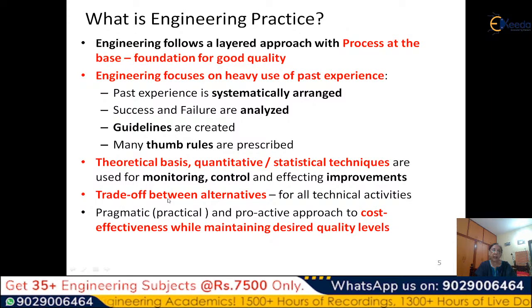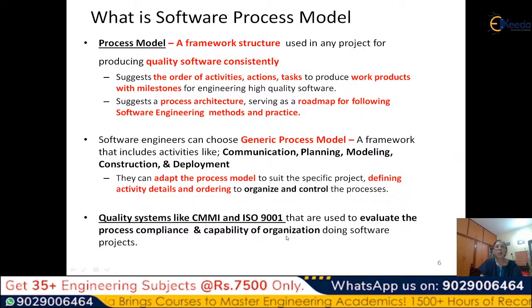And there will be trade-offs between alternatives. This is another characteristic of engineering practice. Always we create alternatives and we try to see the trade-off. What is better? In most technical activities, we try to see what are the alternative ways we can solve it. And whenever we think of software engineering practice, it has to be a practical or pragmatic method. It has to be proactive, not reactive. That means we have to think of it earlier and apply it. And always we have to keep in mind that it has to be cost effective while maintaining the desired quality levels.